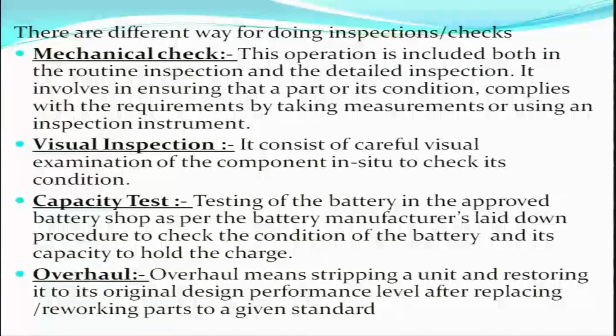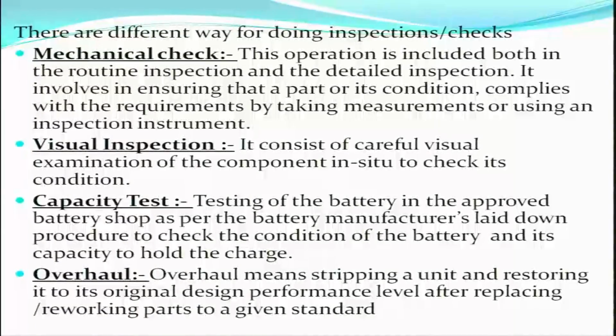The capacity test, testing of the battery in the approved battery shop as per the battery manufacturer's laid down procedure to check the condition of the battery and its capacity to hold the charge. The batteries are capacity tested in the approved battery shop as per the requirements of the manufacturers. The battery's condition is checked and the battery's capacity to hold the charge is checked in the battery shop.